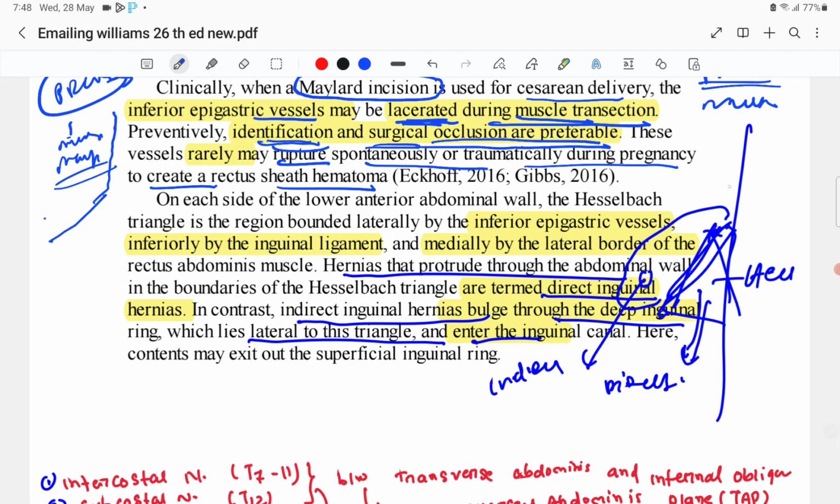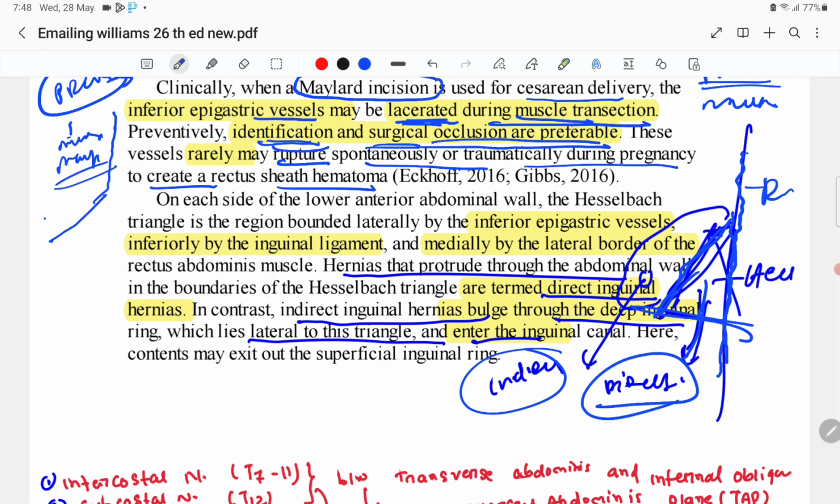Everybody knows Hesselbach's triangle. Its boundary is the midline, with the medial border being the lateral border of the rectus abdominis muscle, laterally the inferior epigastric artery, and the lower border is the inguinal ligament. If any content passes through this Hesselbach's triangle, that is called a direct inguinal hernia. If it goes lateral to this, then it should be called an indirect inguinal hernia.